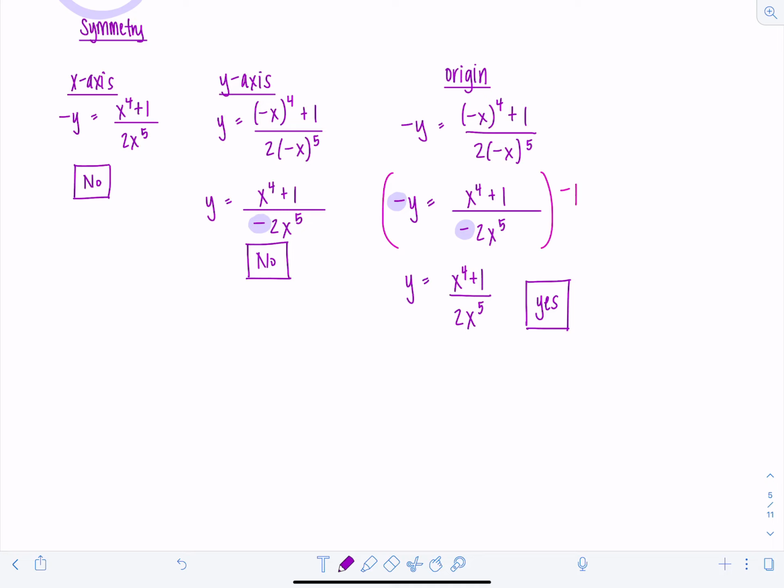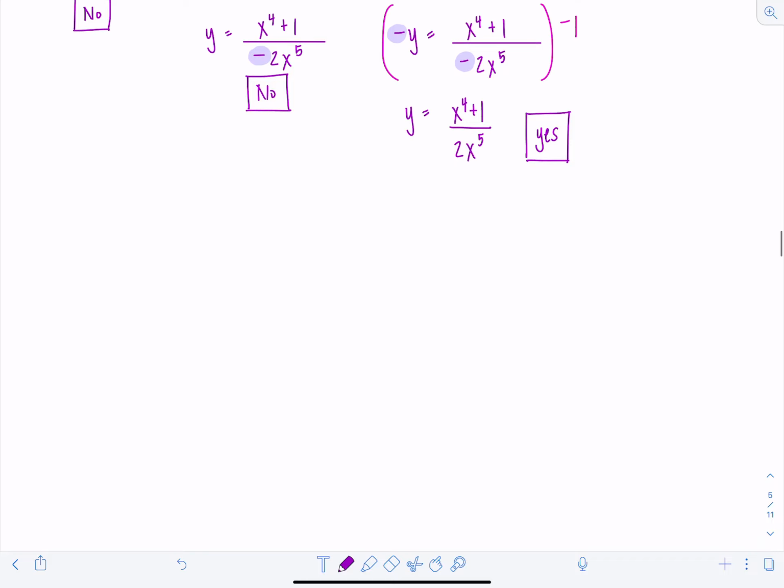So just let it be a lesson that even if you don't have x-axis symmetry, even if you don't have y-axis symmetry, you do still need to test for origin symmetry because it could pass, okay? Good, now let's move on to the intercepts.